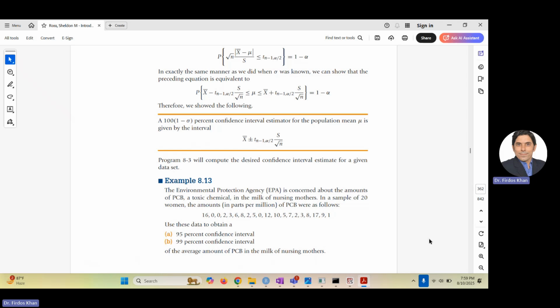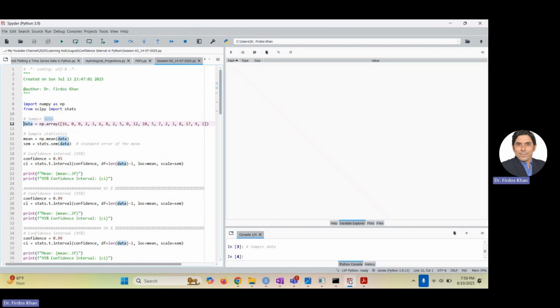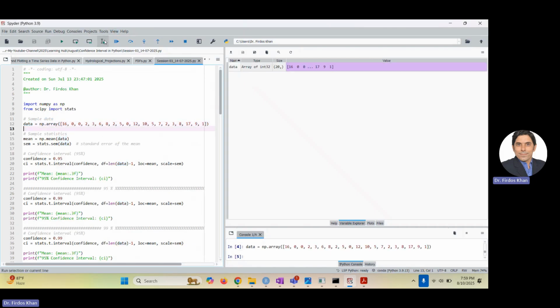So this is the data, and we will solve this problem in Python, and then we will see the answer, because this example is solved on the next pages. The data is now stored in data. Our mean is np.mean of data, which will calculate the mean value, and this will calculate the standard deviation of the sample data. We don't know the population standard deviation, so we can use the t statistic, of course.